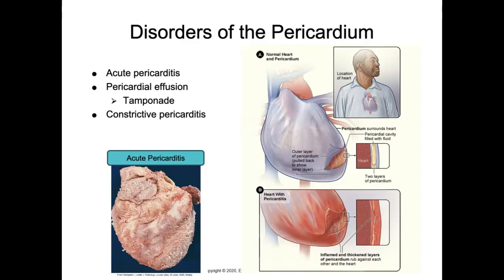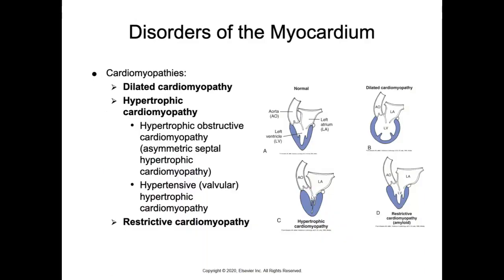Next, let's move into disorders of the myocardium, and that of course is the heart muscle itself. So we call these cardiomyopathies, and the first one is going to be a dilated cardiomyopathy. So notice how these images on the right hand side are really only showing us the left ventricle and then the entrance to and out of the ventricle. So this entrance is going to be our mitral valve, this is going to be our aortic semilunar valve.